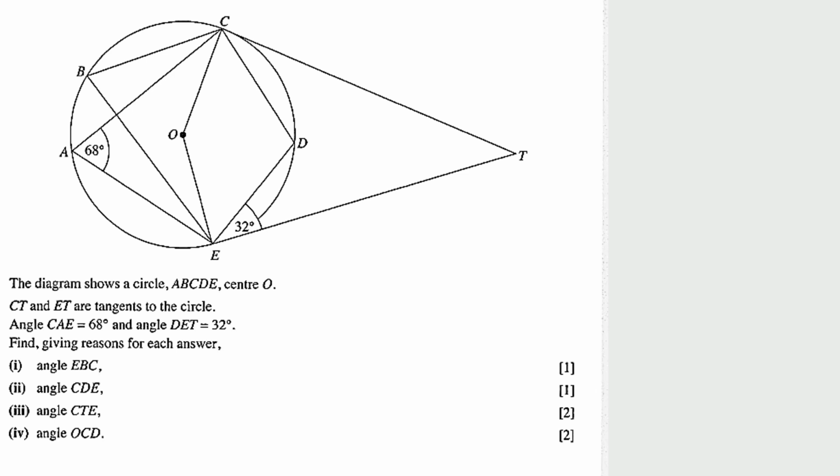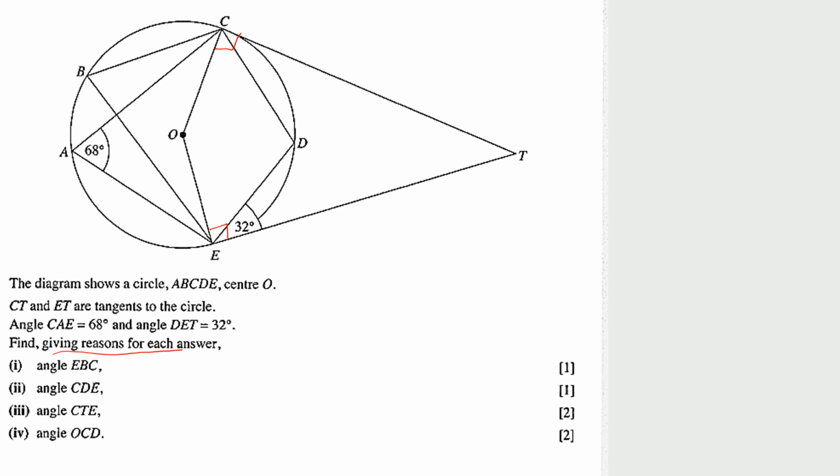With all these angle properties you have learned, let's try to attempt an O-level question. You're given the diagram. On the diagram, you're given the circle ABCDE with center O. You're given that CT and ET are tangents to the circle. If they're tangents to the circle, then this one will be 90 degrees, this will be 90 degrees. And then you're given angle CAE is 68, angle DET is 32. You need to give reasons for all the angle properties that you use.